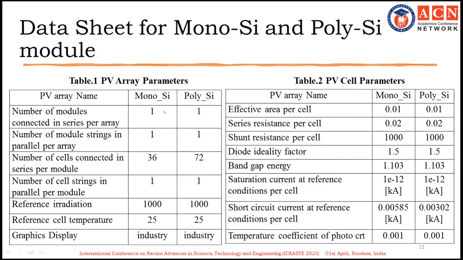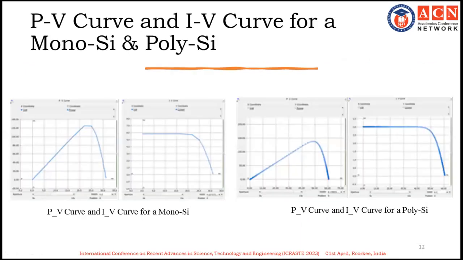This table extracts the data for monocrystalline and polycrystalline used when simulating in ESCI. After using the data from the previous slide and running the simulation in ESCI, the PV and IV curves come out for each monocrystalline and polycrystalline. As you can see, the maximum output power for monocrystalline is greater than polycrystalline.